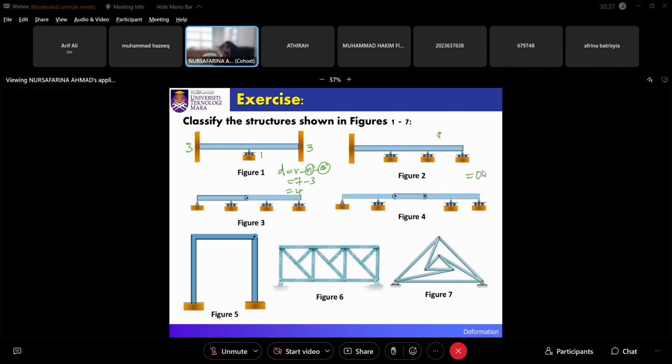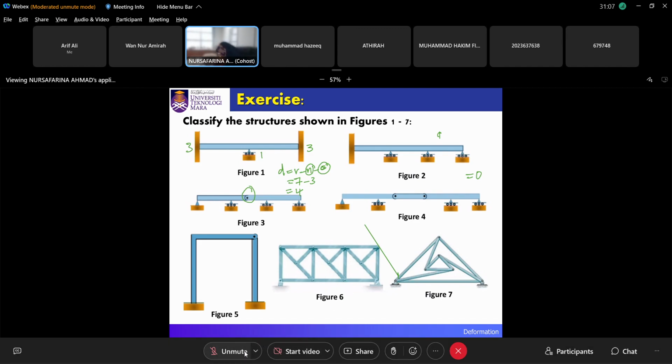Figure 3, Nur Amira. So for Figure 3, what did you get? I got 1. Good. So it is indeterminate. You will know at the pin there are 2 and the other roller is 1, and then you have a hinge here. So there is a hinge here. So you get 1.